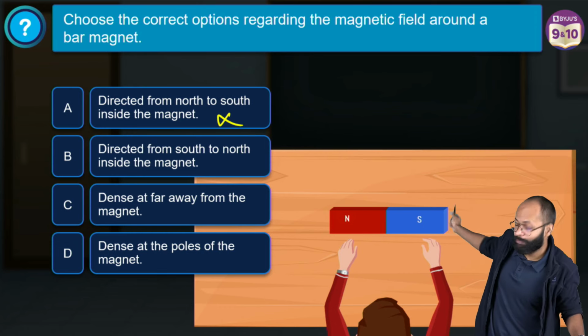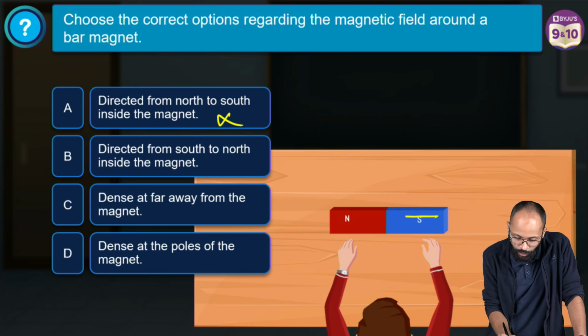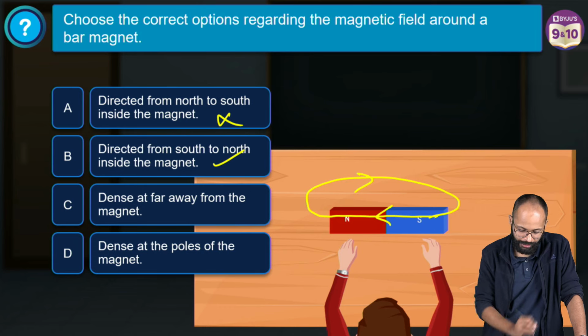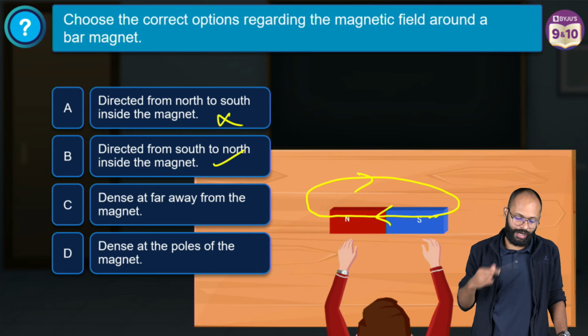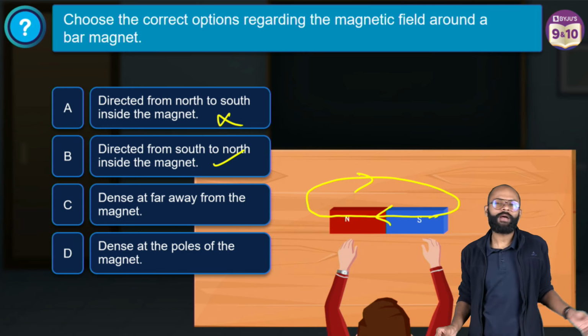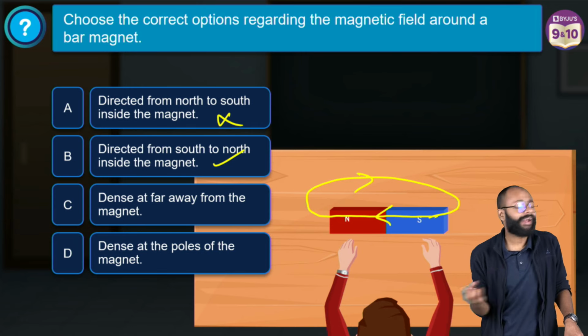Directed from south to north inside the magnet. Yes, in the case of this bar magnet, inside the magnet it will go south to north and outside it is north to south. That's true. Very good. So the second is true. It is dense far away from the magnet. You're right, if you go away from the magnet the magnetic force is less, the magnetic field is less.